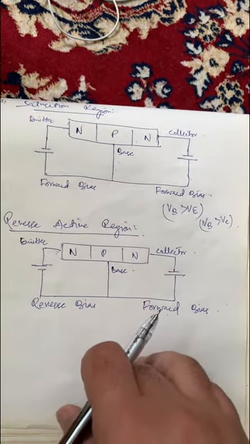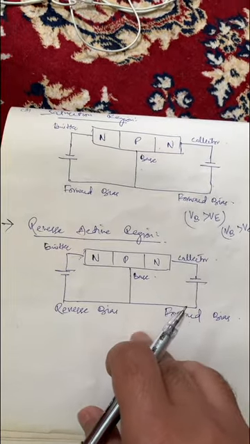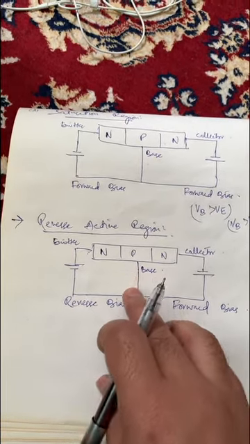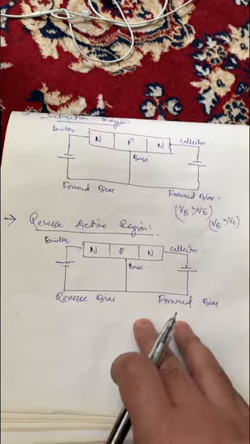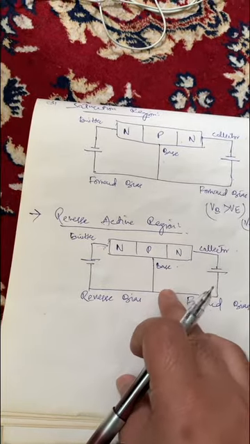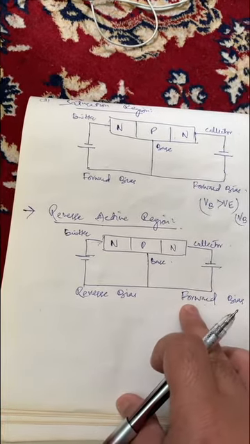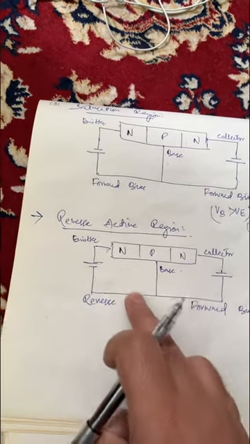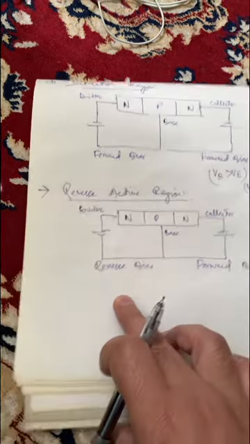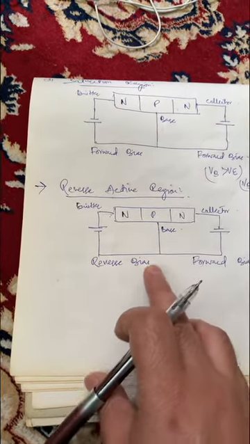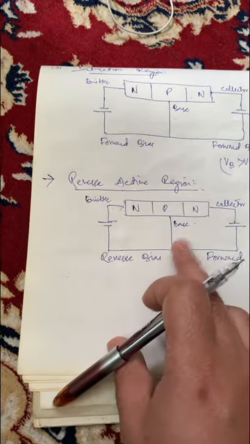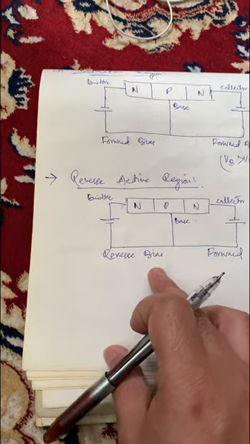Apart from that, there is one more region of operation which is known as reverse active region. In this region of operation, instead of the base emitter junction, the base collector junction is forward biased and the base emitter junction is reverse biased. But in this region of operation, the gain provided by the BJT is very less, and due to that, this region of operation is usually avoided.